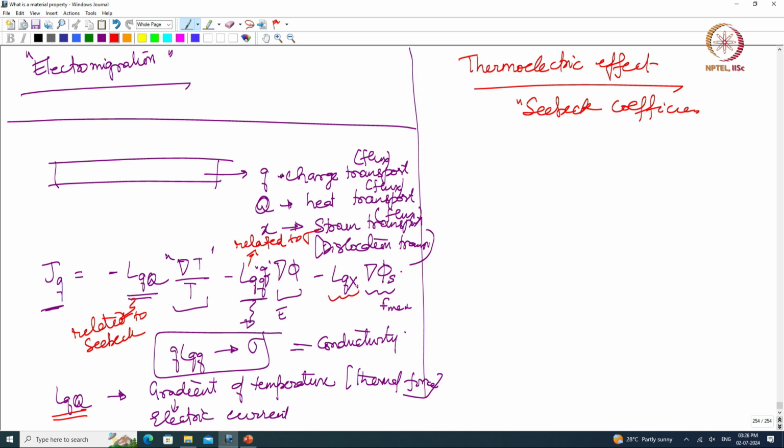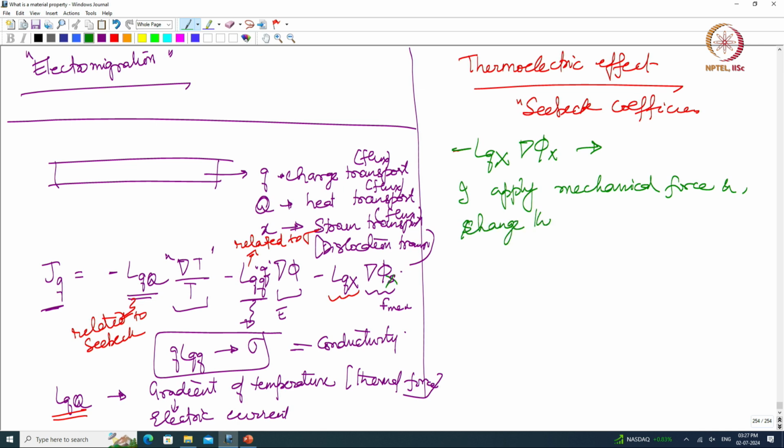Now, what is this? So, the third term, minus L_qX gradient of phi_X, let me write this as X. Okay. So, that means that I apply mechanical force and send in more current, right. So, and change the current, change the electrical current that I am sending in.